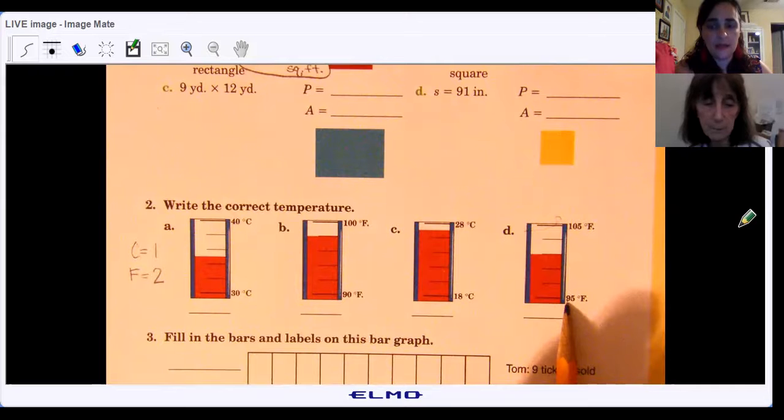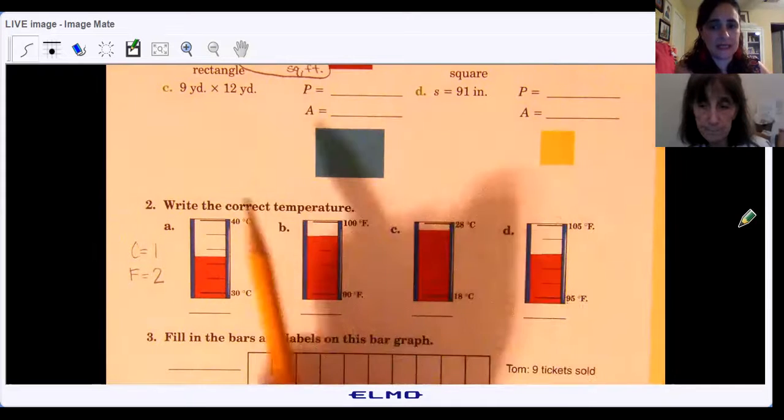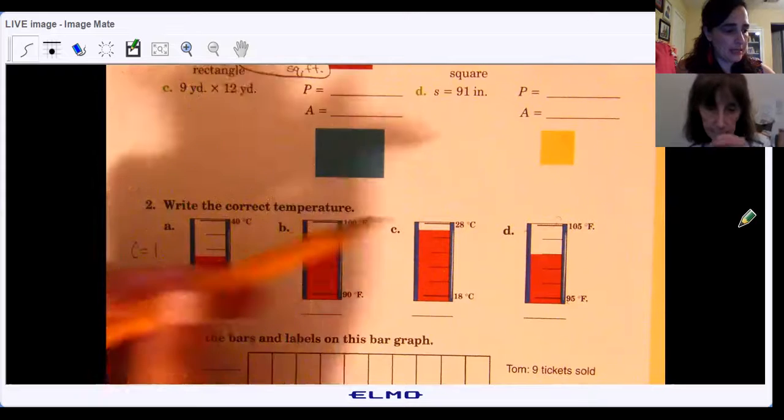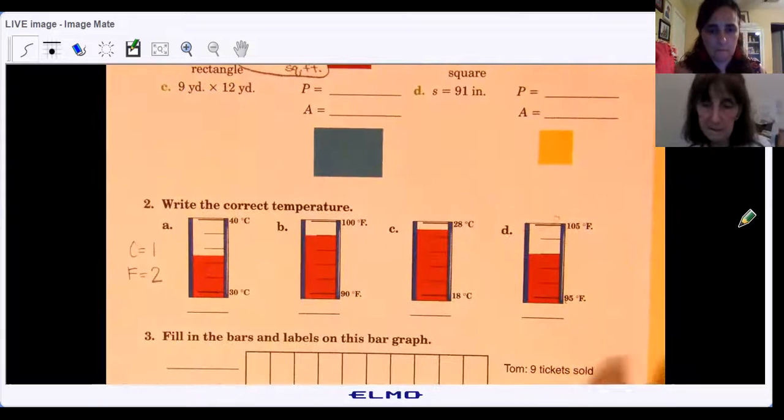And you're right, it's always using, like Miss Biggs said, the same thermometer. So you have to look up at how high it's going. That'll help you as well.